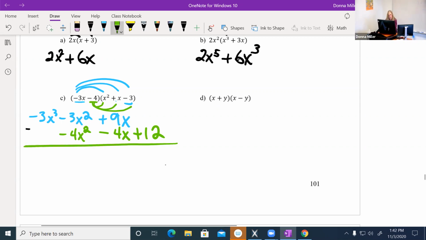So I get negative 3x cubed. I have a negative 3 and a negative 4, so that's negative 7. And 9 minus 4 would be 5x. All right, now we're multiplied out.